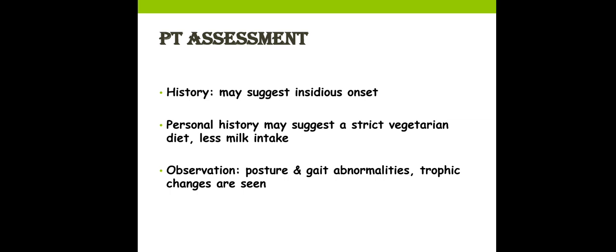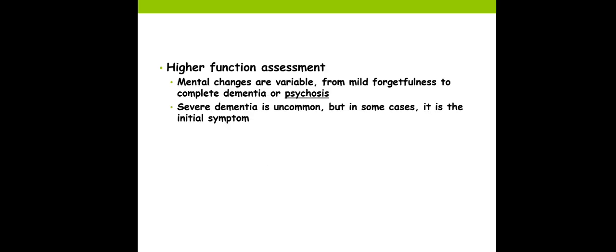Observation: posture and gait abnormalities will be present, especially an unsteady or ataxic gait. Trophic changes are seen due to sensory problems. Higher mental function assessment: mental changes are variable from mild forgetfulness to complete dementia or psychosis. So basically these are the symptoms of vitamin B12 deficiency, right? Severe dementia is uncommon, but in some cases it is an initial symptom.